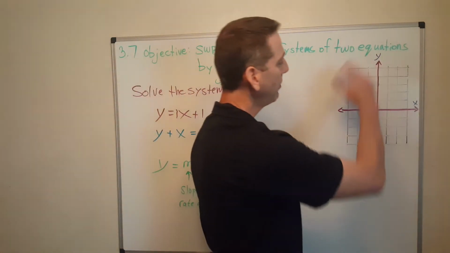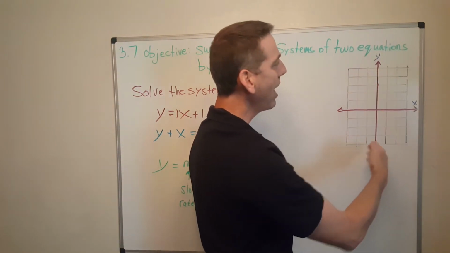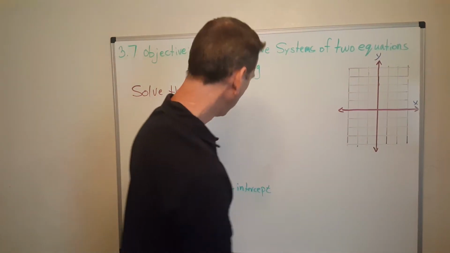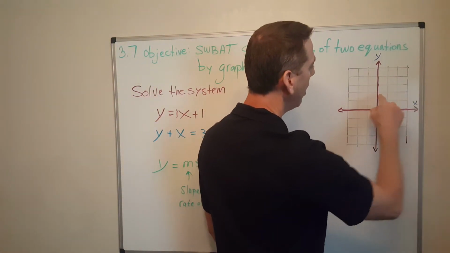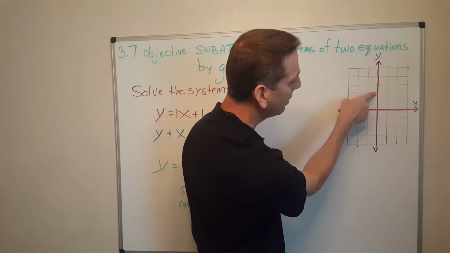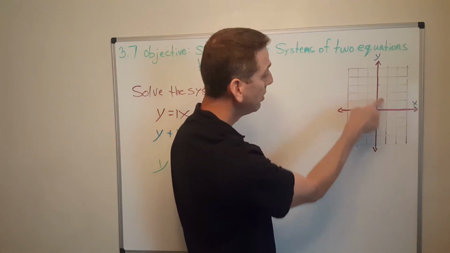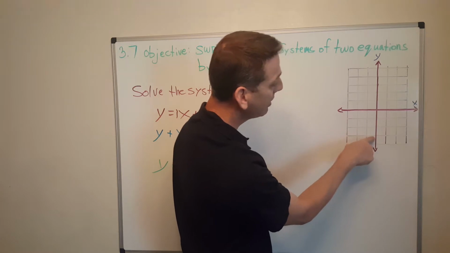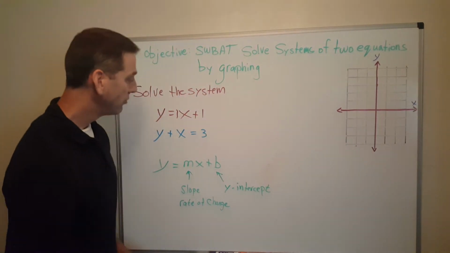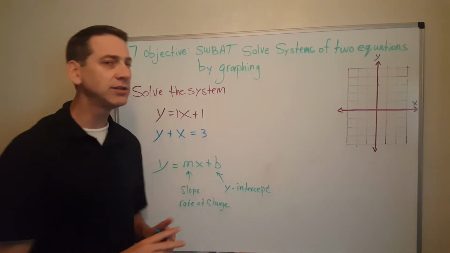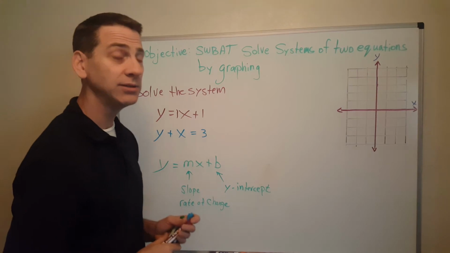If you look here at my coordinate grid, I have an x-axis, I have a y-axis, right? So the y-intercept is going to be where it crosses the y-axis. So for example, right there, the y-intercept would be positive 2. Down here, the y-intercept would be negative 3. All right? So if I know my slope and my y-intercept, I can graph any linear equation.